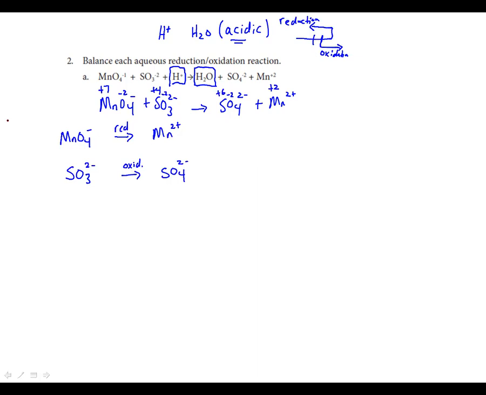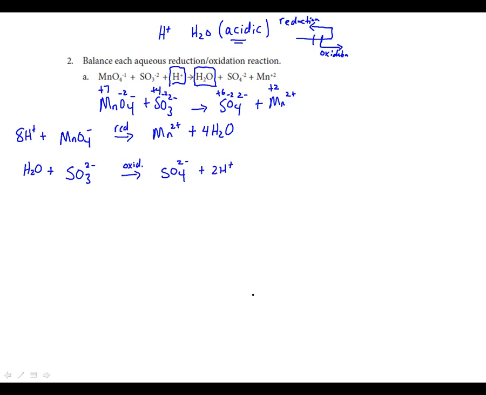The next thing we want to do is balance oxygen. There are 4 oxygens on the left and none on the right, so we add 4 waters on the right to balance. Because the water brings hydrogen, we then add 8 H plus on the left.